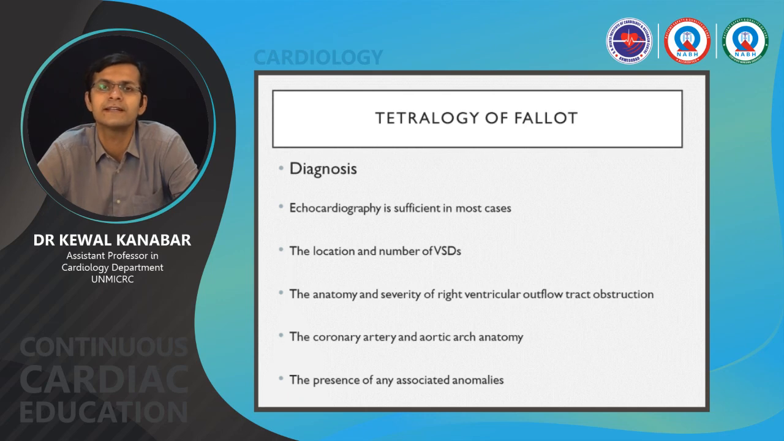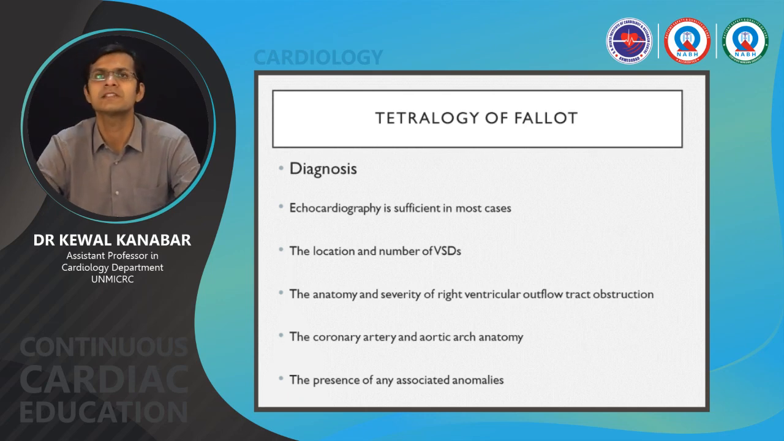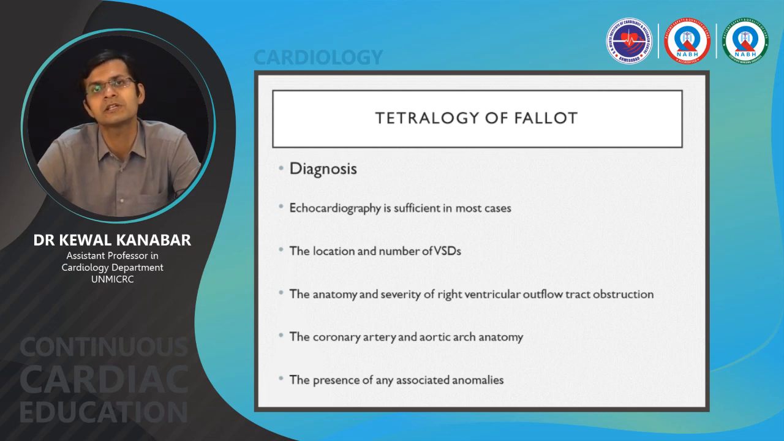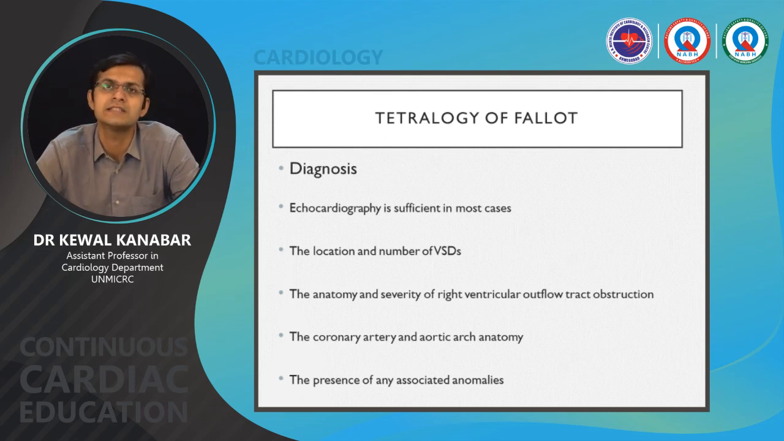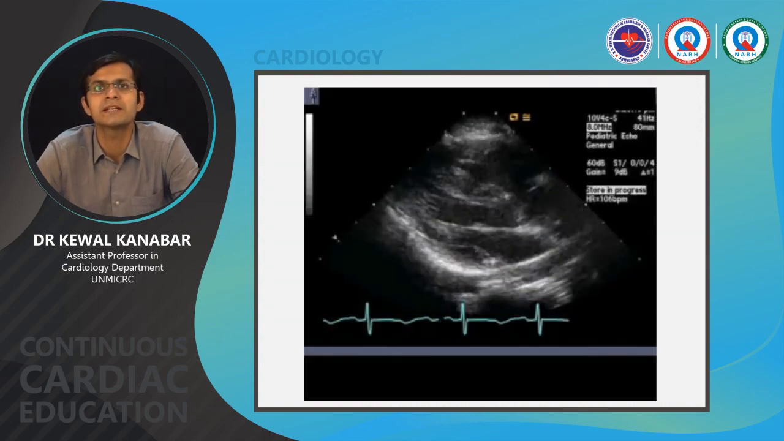Echocardiography is going to give us vital information like the size of the VSD, the degree of aortic override, the degree of pulmonary stenosis, and most importantly the size of the pulmonary arteries and the coronary artery anatomy. It is also going to give us any associated anomalies which need to be repaired during surgery, like ASDs, PDAs, additional VSDs, right?